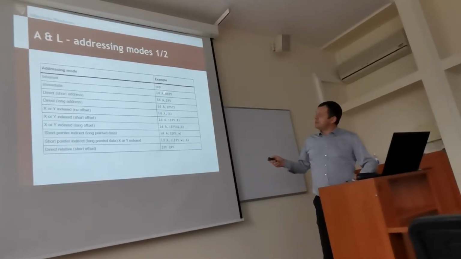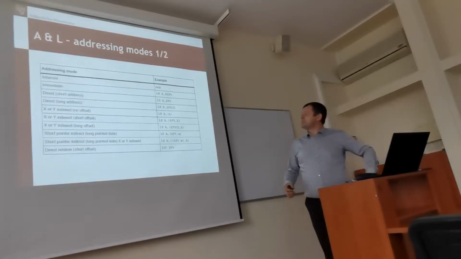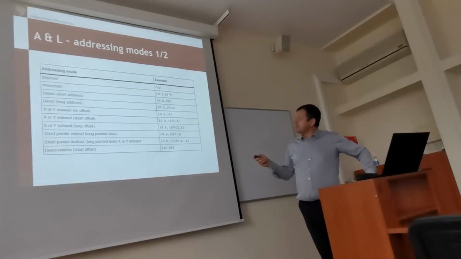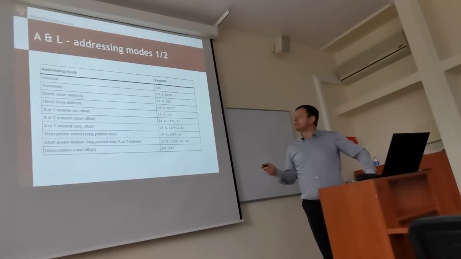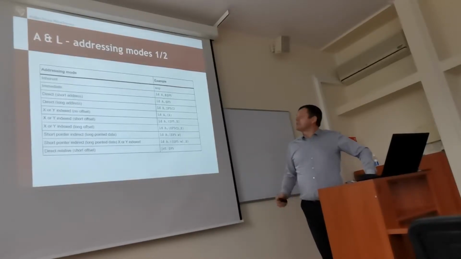The immediate value is characteristic. There is a hash sign, and then we can have a dollar, but we don't need to. So we can place here a decimal value as well. We can put a binary value. We can put octal sometimes.